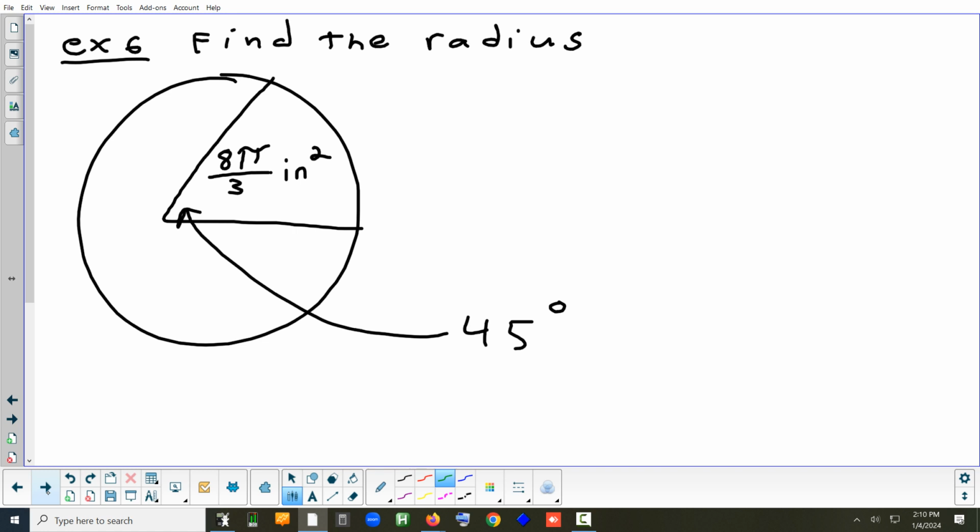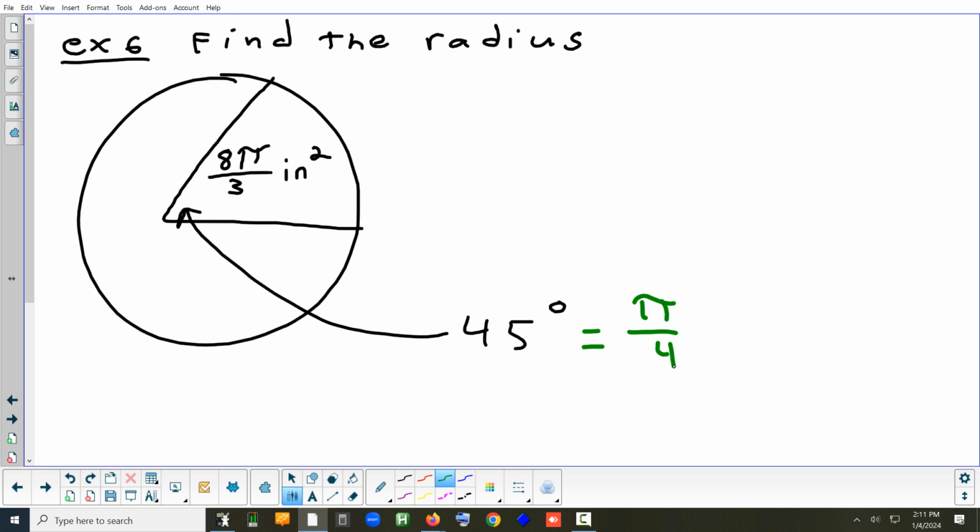Okay, a little different. This time, instead of finding the area, they're giving you the area because they're giving you a number with square inches on it. But they're giving me an angle that's 45 degrees. So what do we got to do with that? You gotta change it to radians. And 45 is a common one. Does anybody know what 45 is? It's pi over 4, yeah. Pi over 2 is 90. Pi is 180.